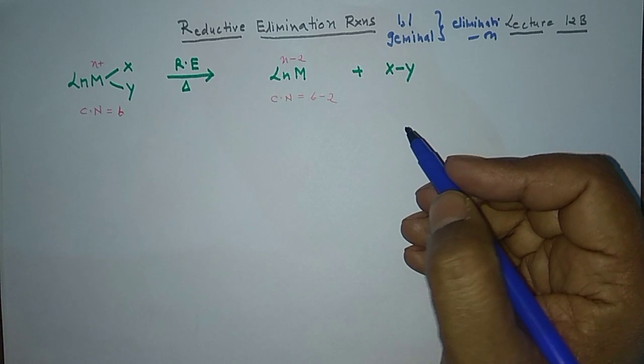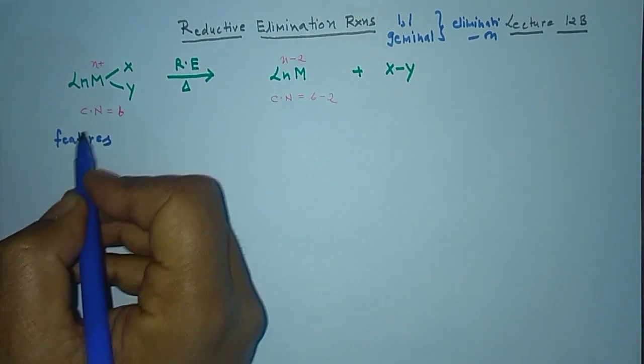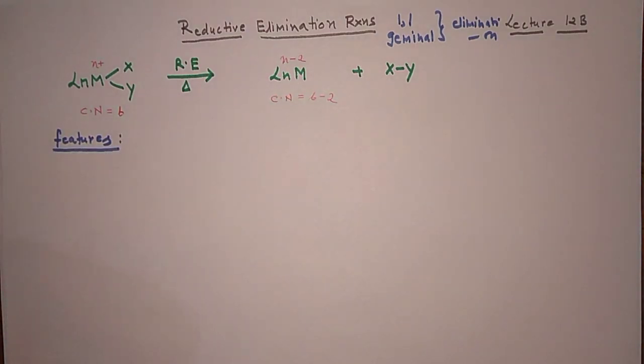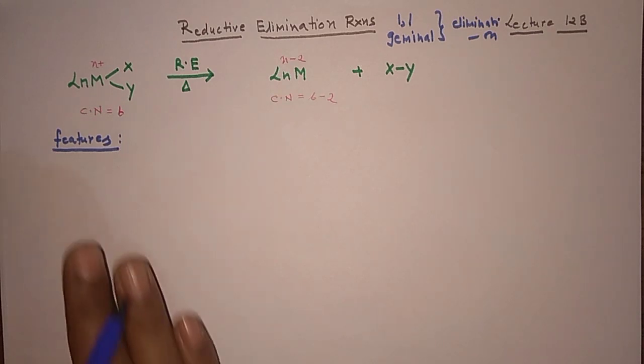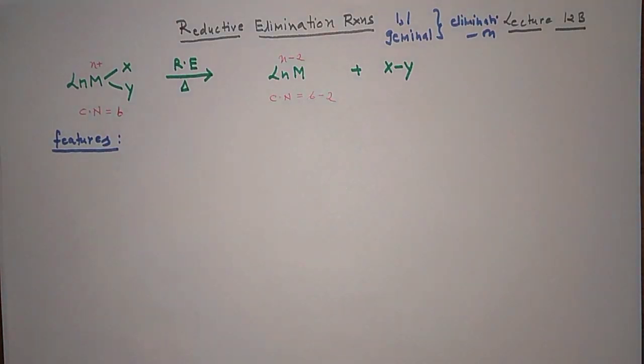And then there comes the salient features. What are the features actually? See, in my oxidative addition reaction, I have actually made different categories. First I told you the features, and then the factors affecting the reaction rate, and then I also told you the requirements of the substrates to undergo the oxidative addition reaction. But here I will not make that type of classification. Here I will simply tell you what are the special features associated with this reductive elimination reaction.